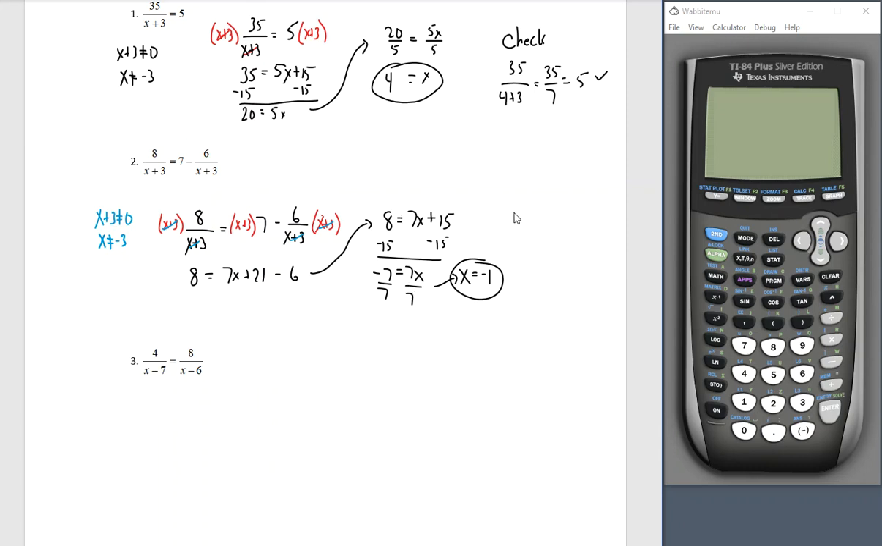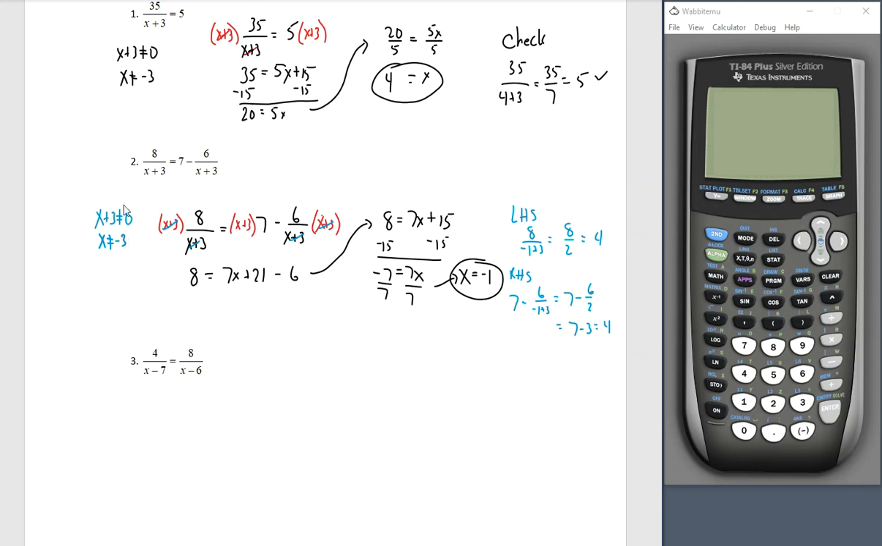But we can check the left-hand side. 8 over negative 1 plus 3 is 8 over 2, which is 4. The right-hand side of my equation is 7 minus 6 over negative 1 plus 3. That's 7 minus 6 over 2. That is, let's put the equal sign down here, 7 minus 3, which is 4. Fantastic. Both sides are equal to 4, and so we know that our answer is correct. And that's all it takes.